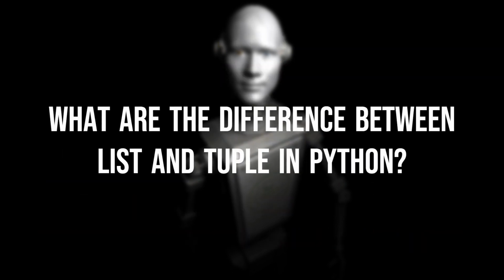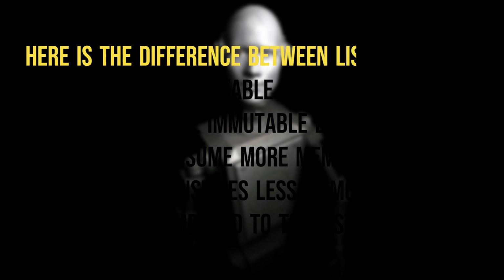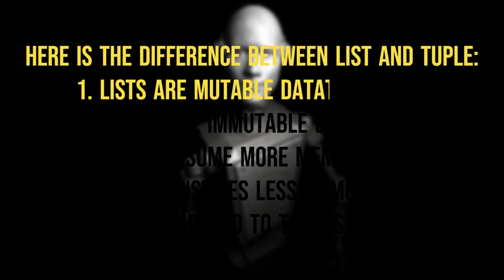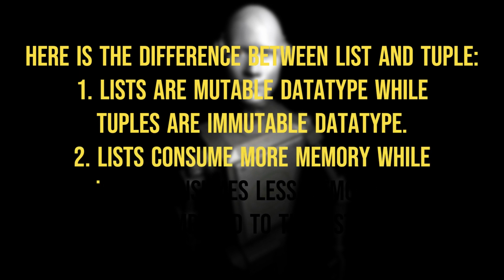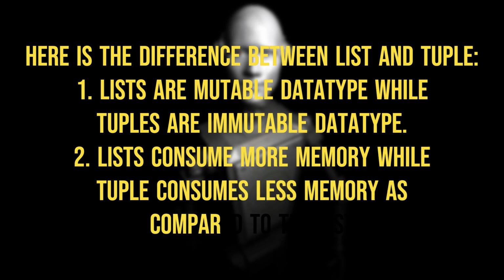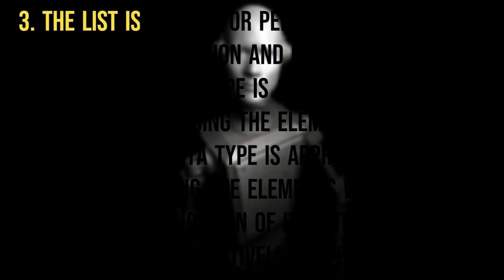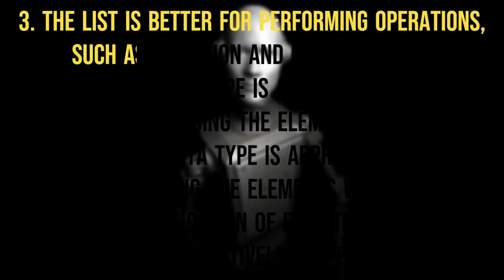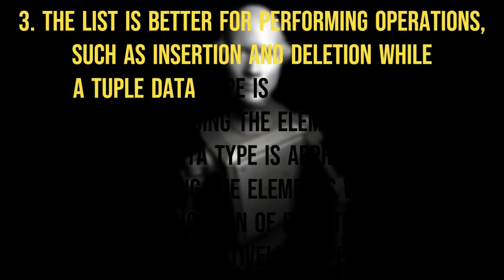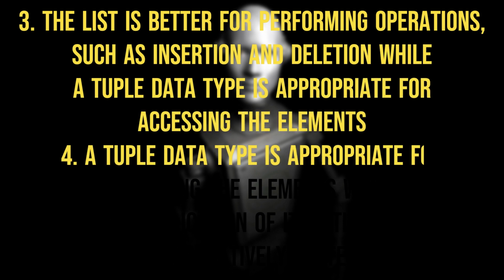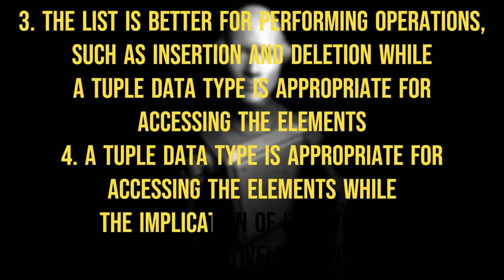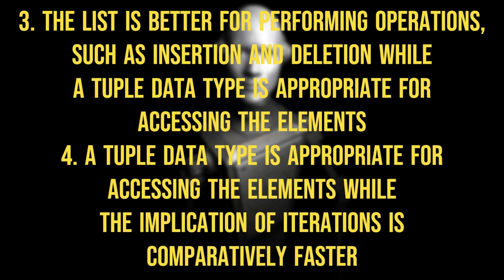Next question is, what are the differences between list and tuple in Python? Answer: here are the differences between list and tuple. 1. Lists are mutable data types while tuples are immutable data types. 2. Lists consume more memory while tuples consume less memory as compared to lists. 3. The list is better for performing operations such as insertion and deletion, while a tuple data type is appropriate for accessing the elements. 4. A tuple data type is appropriate for accessing the elements while the implication of iterations is comparatively faster.